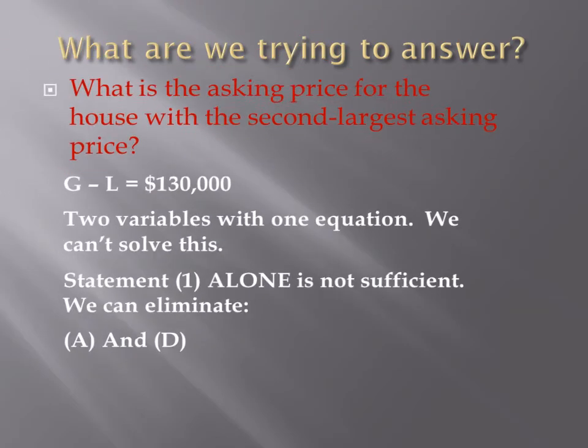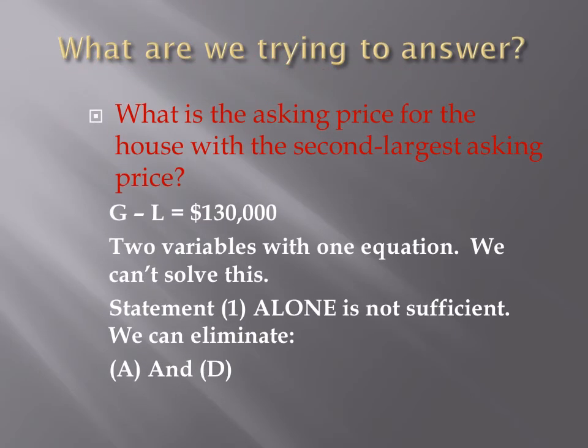So what are we trying to answer? What is the asking price for the house with the second largest asking price? Our equation again from statement number 1 is G minus L equals $130,000. We have 2 variables. We only have 1 equation. We don't have any additional information, so we can't solve this. We can't get any more information than we already have. That tells me that statement 1 alone is not sufficient. Based on that information, we can eliminate answer choices A and D.